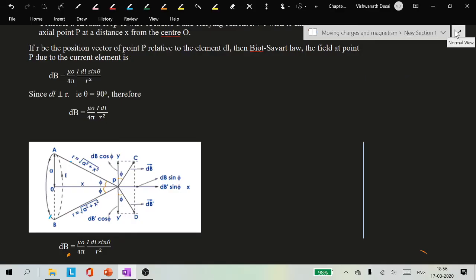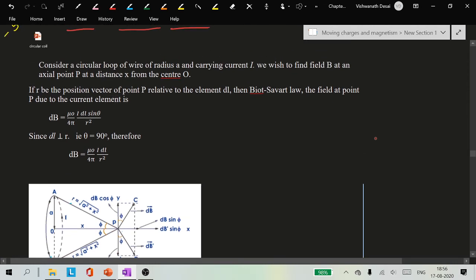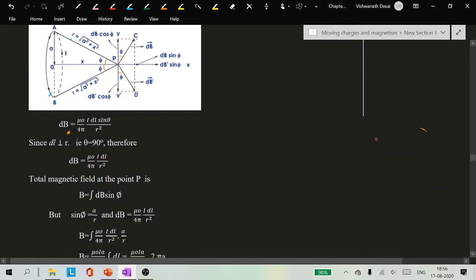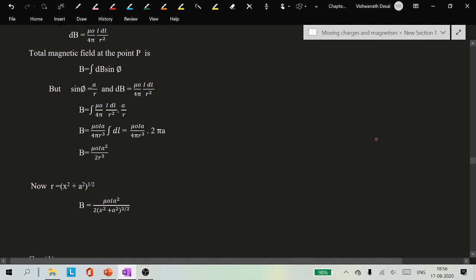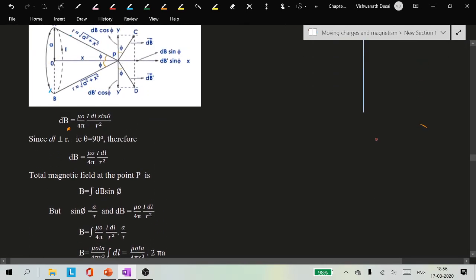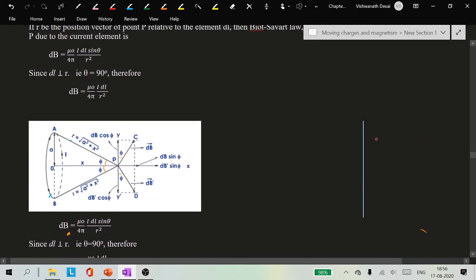Now we understood how to draw the diagram. The diagram only took some more time, but the derivation is so simple, right? Only a few steps are there. Try to understand these steps now.